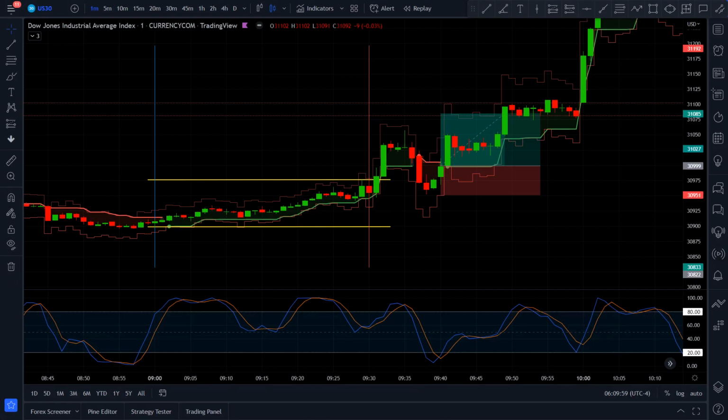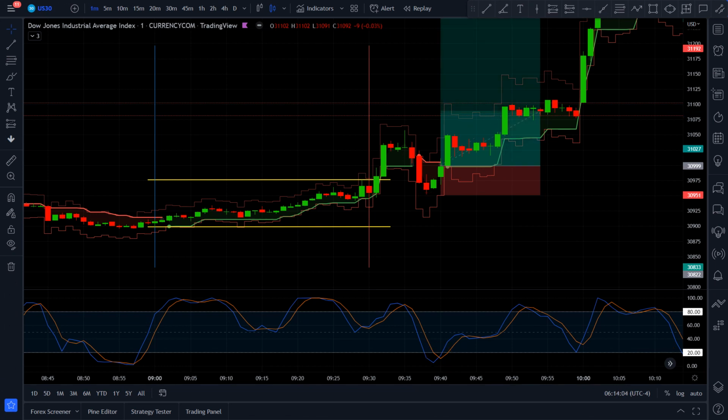The second option is that we just wait for the next stochastic cross-up after both of the lines have gone under the 20 level. Whichever comes first, we enter on it. As you can see, here we got a nice cross-up, so we can enter into a long position. The stop loss will go to the NNFX ATR line and we leave the take profit level open.